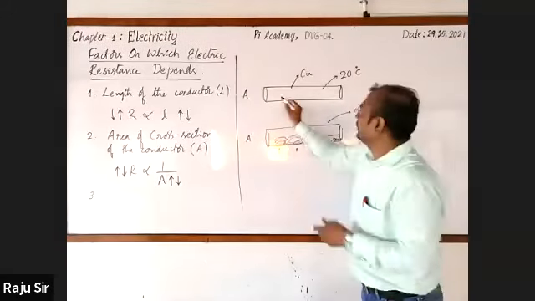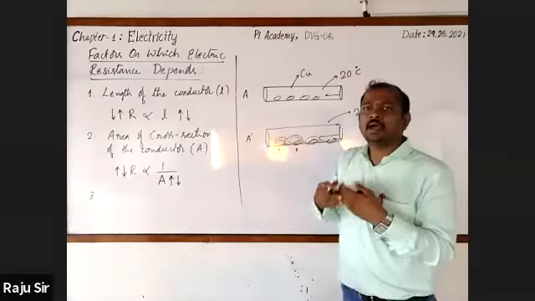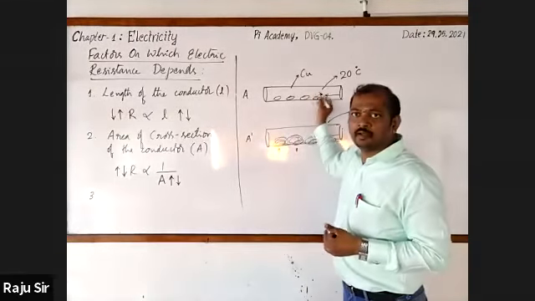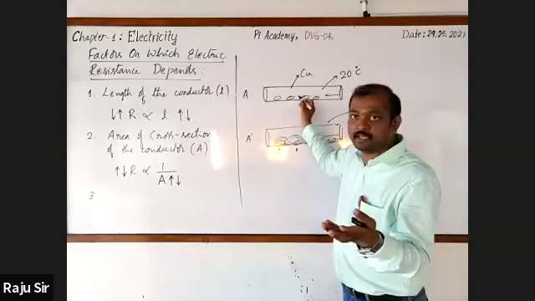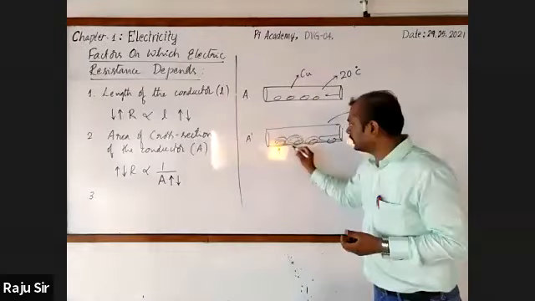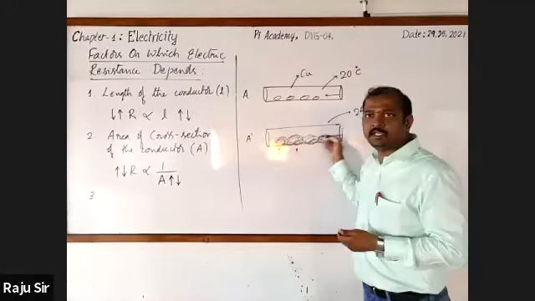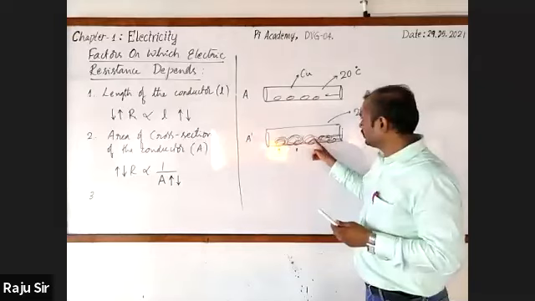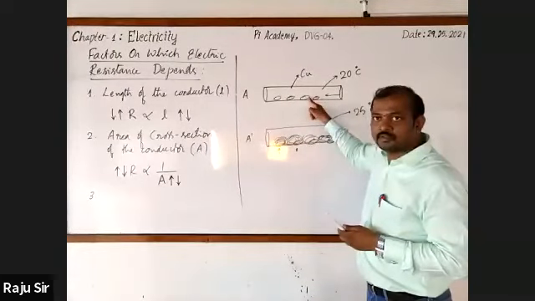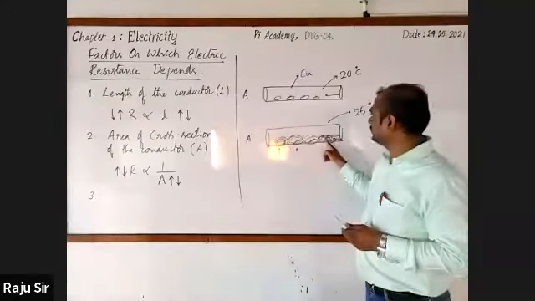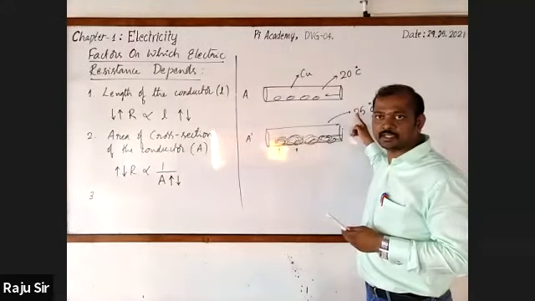Here the atoms are there, and electrons can move. As usual, they collide with the atoms and experience some electric resistance. But here, as the temperature increases, the atoms vibrate more and more, so electrons collide more often with the atoms. This electric resistance increases as the temperature increases.